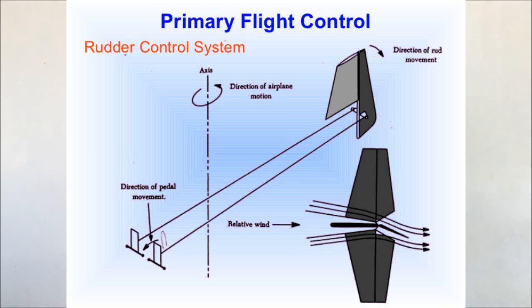This will make the aircraft nose yaw to the right. The vertical axis passes vertically through the center of the aircraft. Movement about this axis is called yawing.